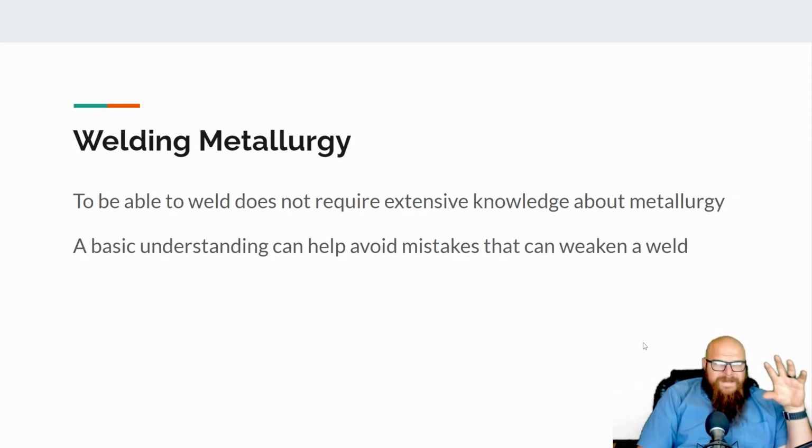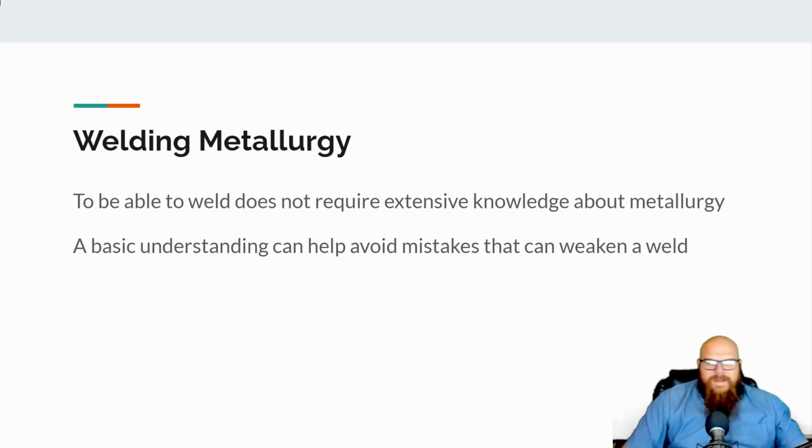So being able to weld does not require an extensive knowledge about metallurgy, but that basic understanding can help avoid making mistakes, things that are going to weaken the metal, understanding the different types of metal and what we can join together versus what we can't join together. Some steels, if they're close in their composition, can be joined together, and some things like aluminum can't be joined with a mild steel.